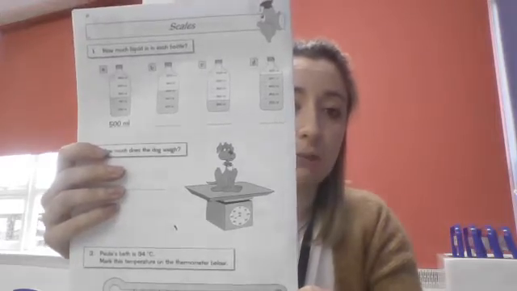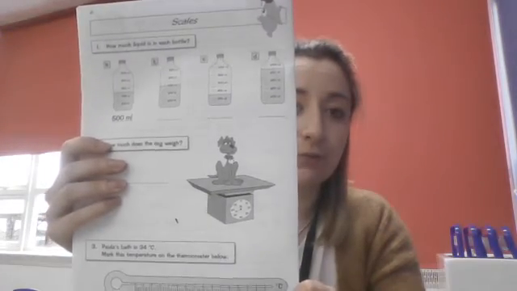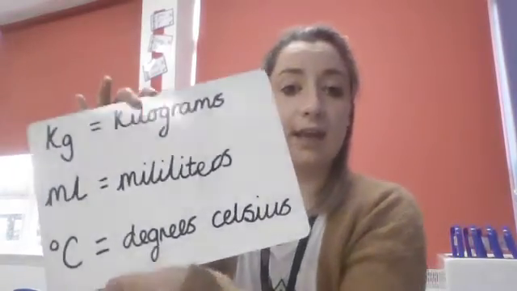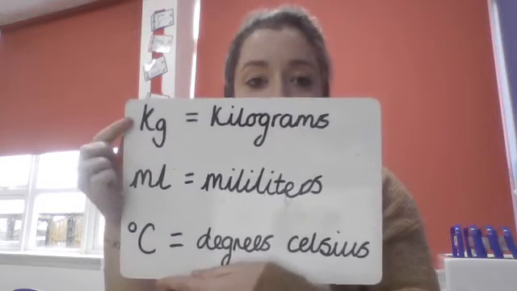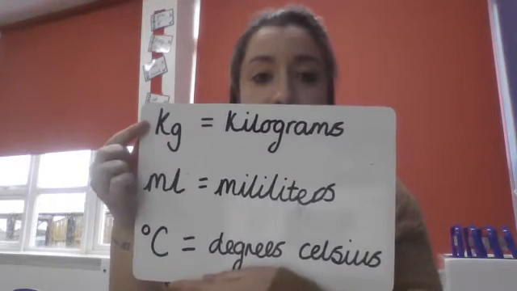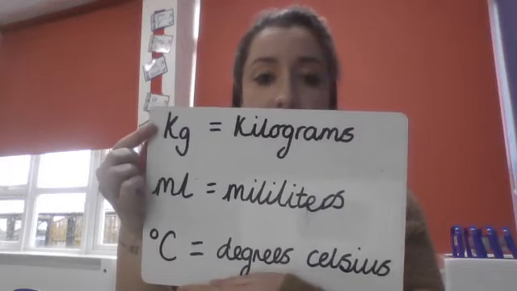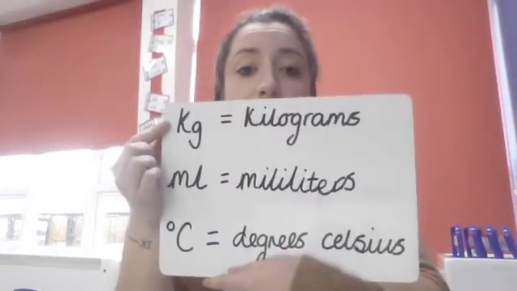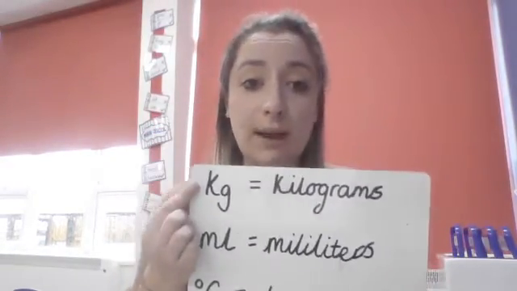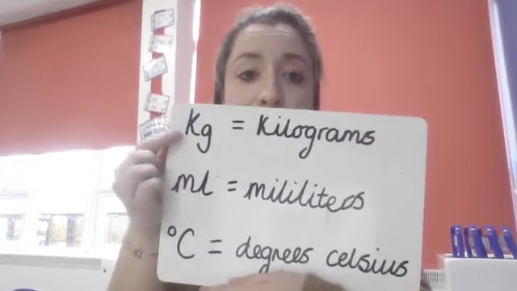You can see at the top of your page it says scales, and scales is a way of measuring. Before we begin, I've got some vocabulary that I want us to look at first. You might know these already, but here we have some symbols. So kg. Kg means kilograms, and that's a way to measure weight, how heavy something is. You could also measure your own weight in kilograms.